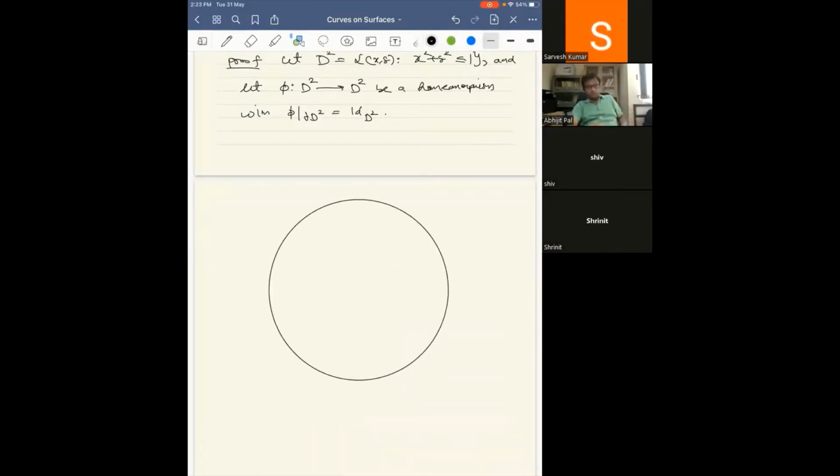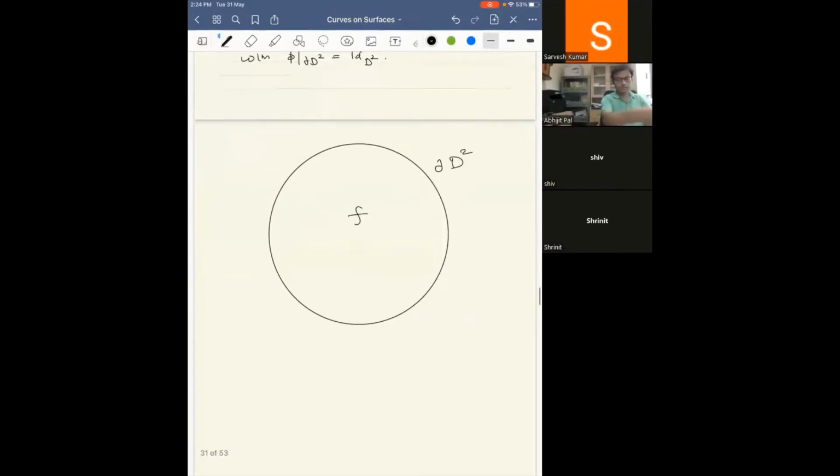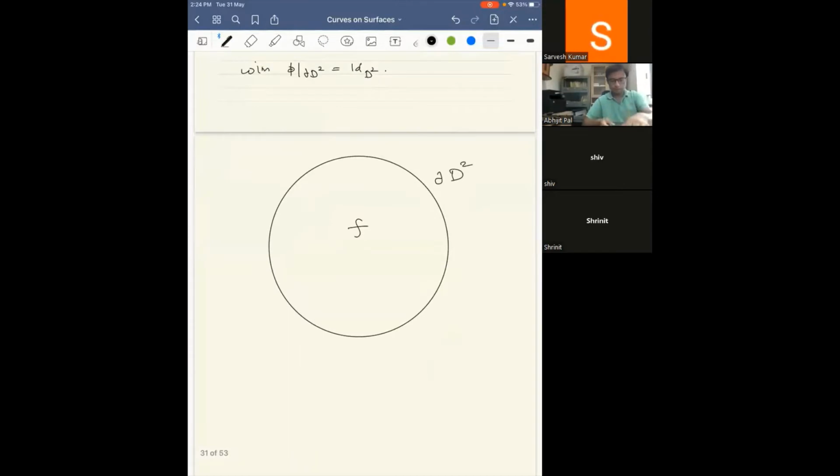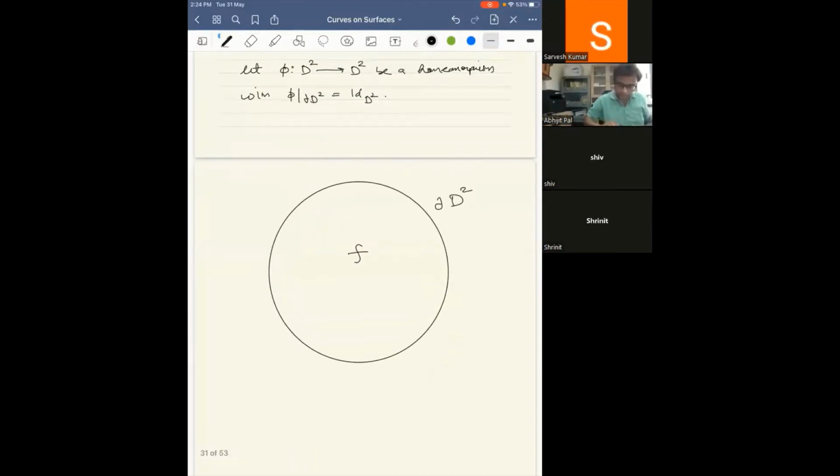suppose this is your disk, right? And then you have this boundary. Yes, the boundary of the disk. So the first thing is you stay there on the boundary, right? Initially you stay there, and then it is, let's say, F everywhere. So let me call it F inside. Yes. So then what you do is that you stay.